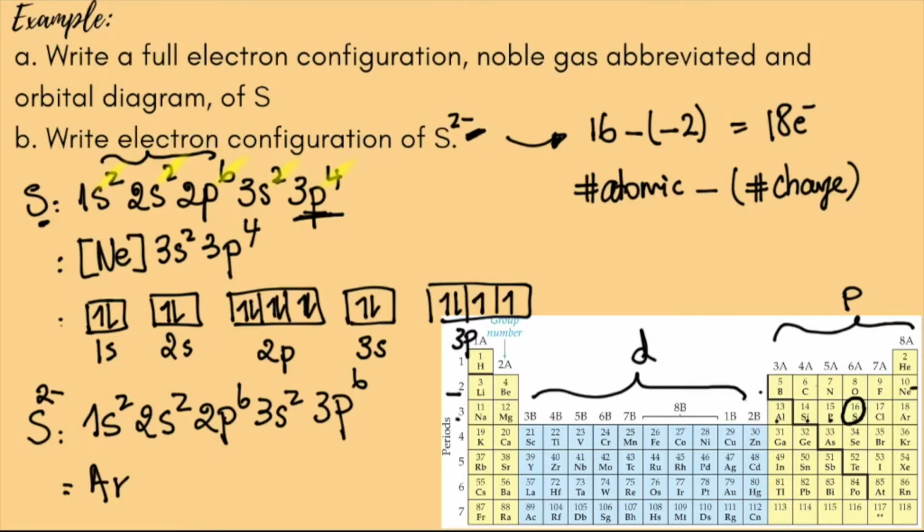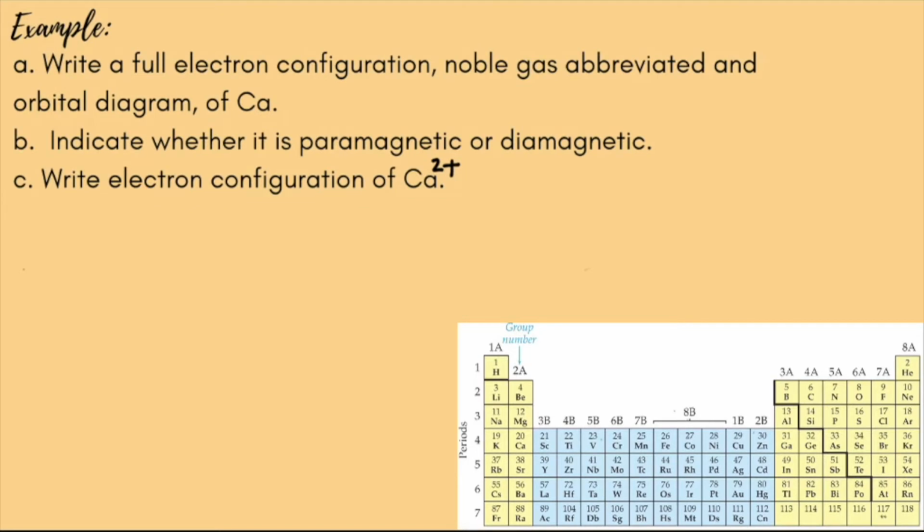Okay, so let's do another example. Write a full electron configuration, noble gas abbreviated, and orbital diagram of calcium, and then indicate whether it is paramagnetic or diamagnetic, and then write the electron configuration of calcium 2+. We know that calcium has atomic number 20, and it's right here.